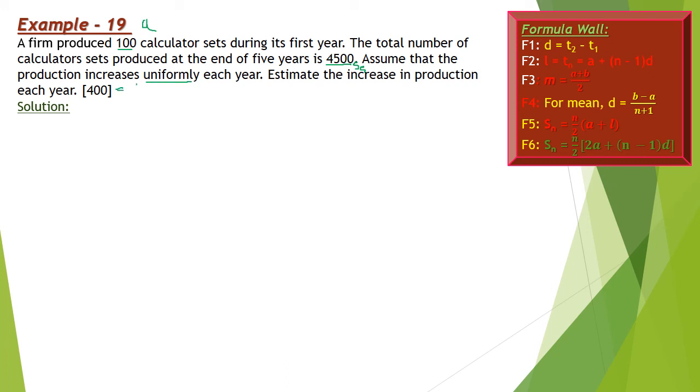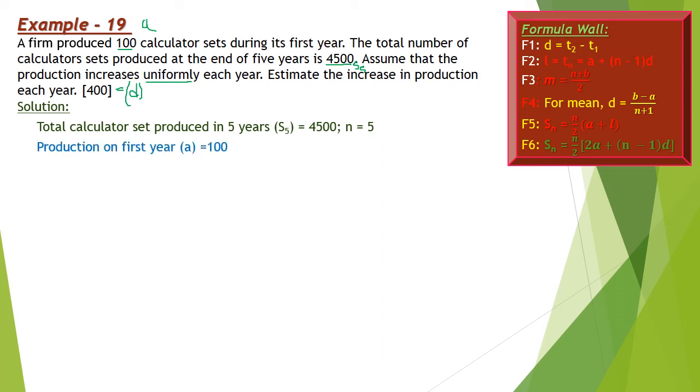Now, as I have already told, we have to solve questions where we have to find the value of D also, A also, L also, and n also. We have already done the type of question where we have to find the value of L and N. Production in the first year is given. Increase in production in each year, that is D.